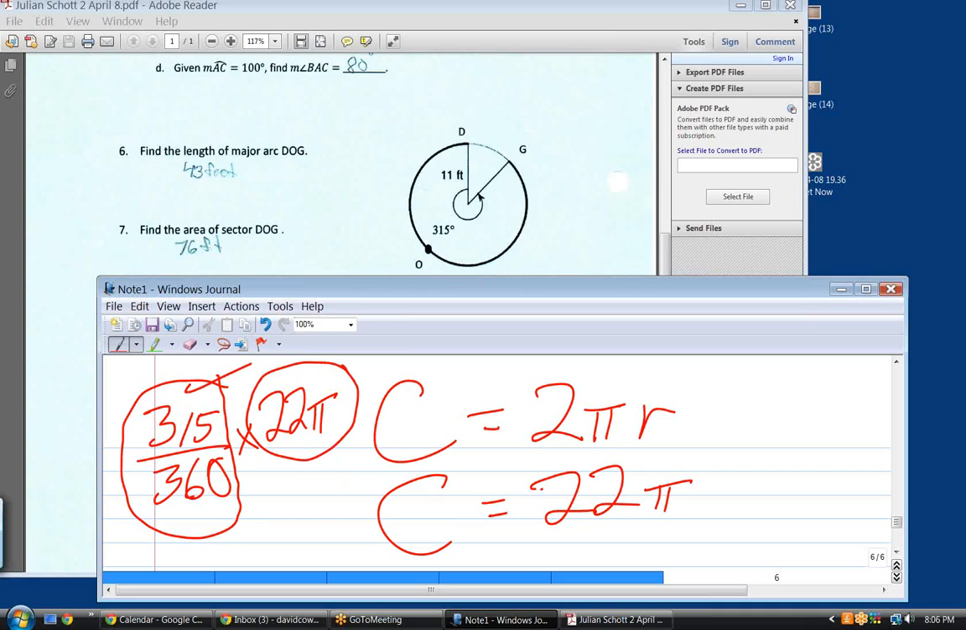Same if they asked for the area of this thing. Well, first of all, I would take the area of the entire circle, which is 121 pi, from pi r squared. And then I would take 315 divided by 360 times 121 pi. And that would give you the area of that whole thing there. That's what 7 asks for, the area of that sector.